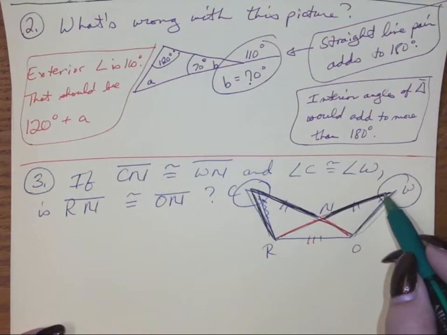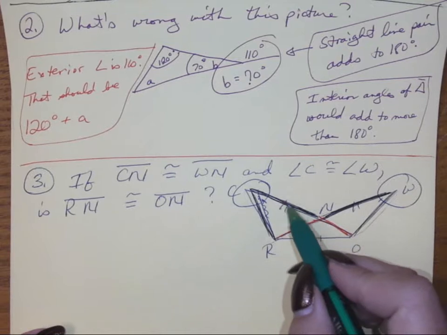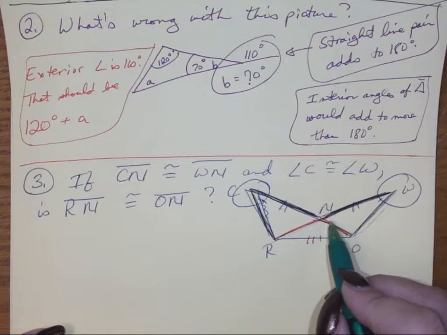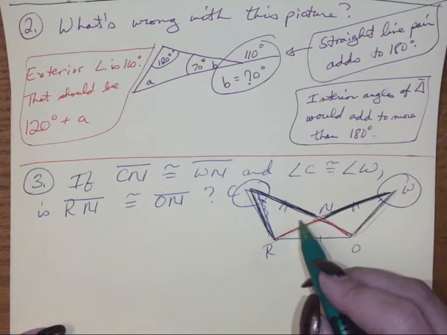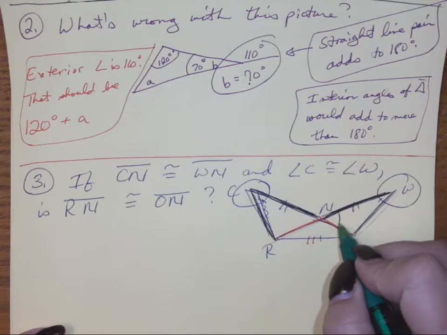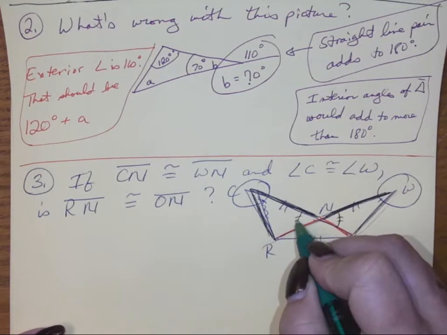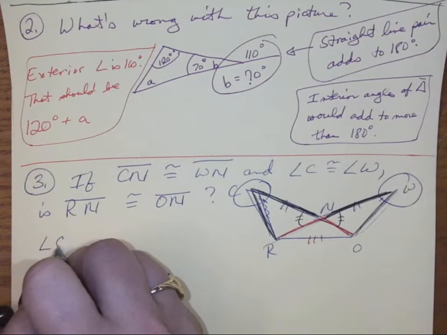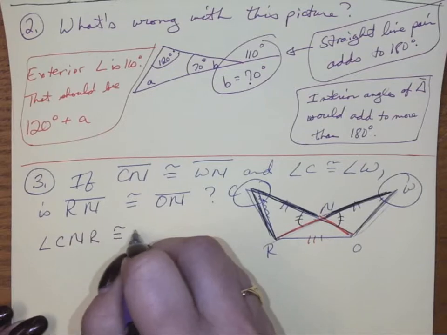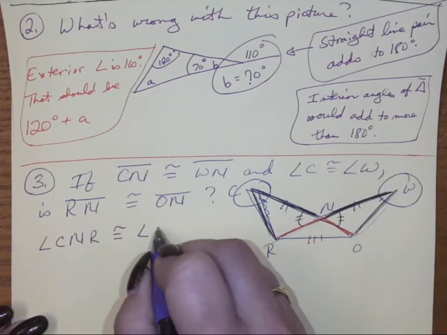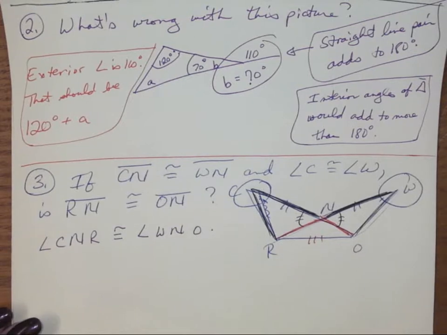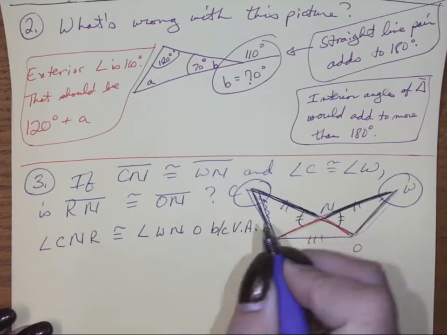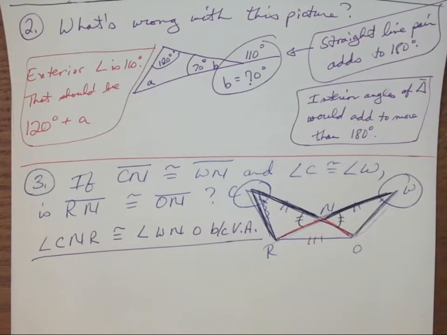When I look at this, I do still see that this segment right here is intersecting this segment right here at N. And so to me, that gives me vertical angles at the intersection point. So I'm going to put 1 here, I'm going to give him 2 hash marks, and 1 here, give him 2 hash marks. So what I'm telling you is that I think angle CNR is congruent to angle WNO. And the reason for that is because of vertical angles, right? So I see that those are congruent that way.